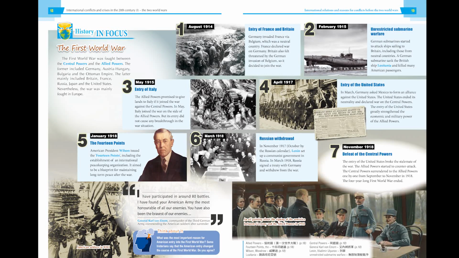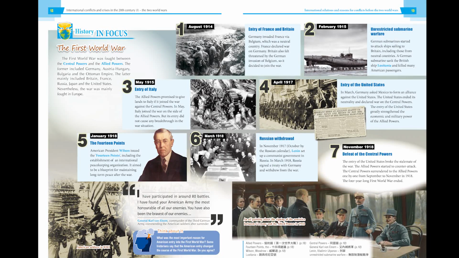5. January 1918. The 14 points. American President Wilson issued the 14 points, including the establishment of an international peacekeeping organization. It aimed to be a blueprint for maintaining long-term peace after the war.